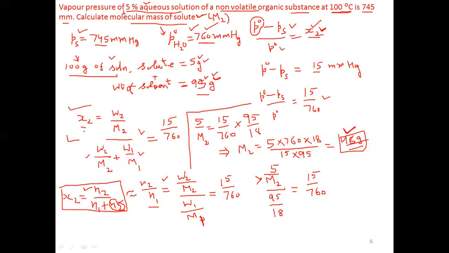But please also try to calculate the molecular weight considering that the solution is not dilute. Then you have to apply this formula. Okay, so that was quite an easy numerical. Let us move to the next numerical.